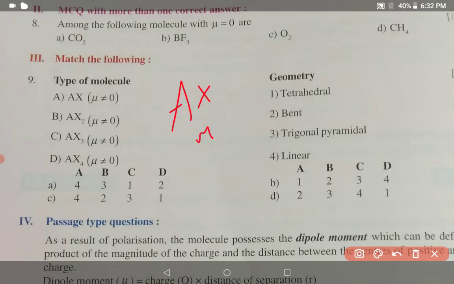Whereas mu is not equal to 0 condition, it is there for each and every molecule. So just no need to repeat it again and again, right? Now AX, what is the shape of this? Obviously its shape would be linear because it is single. AX only one means it is linear.